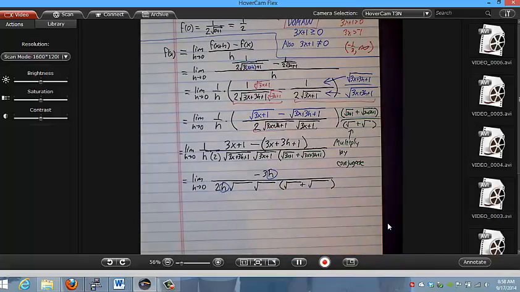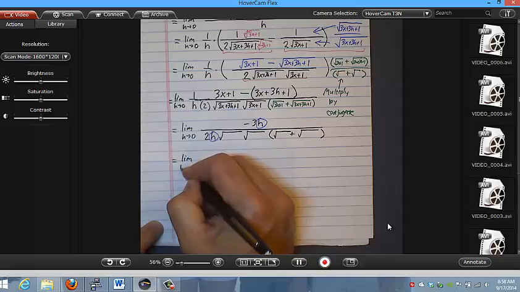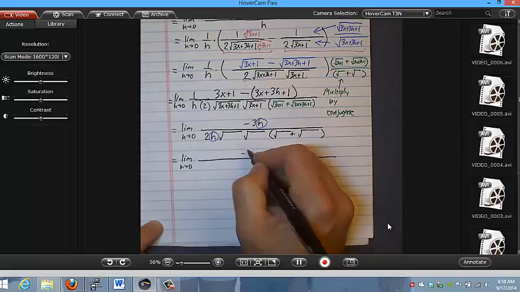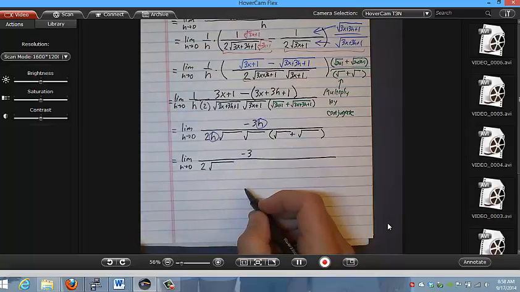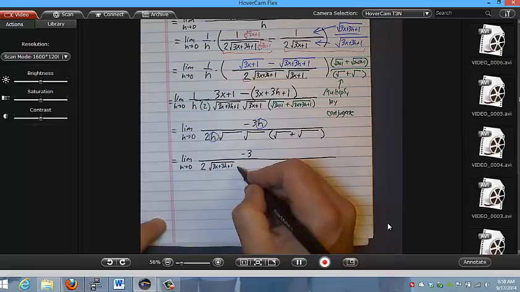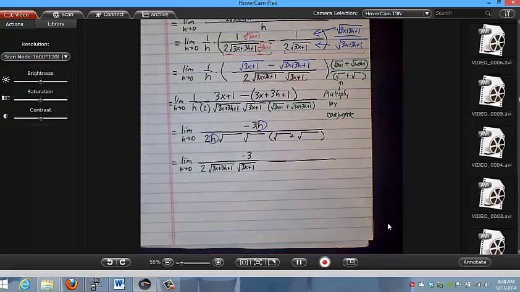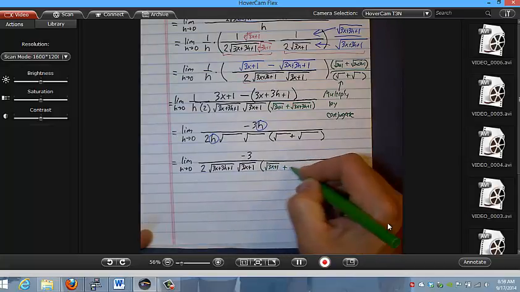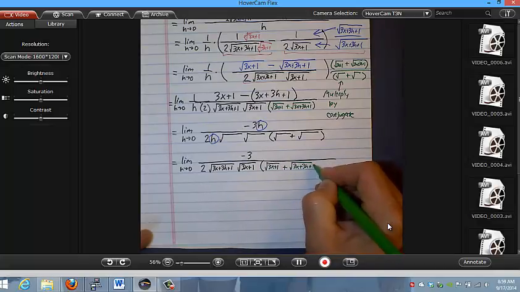And now I will write out very carefully what I'm left with. Equals the limit as h approaches 0 of negative 3 over 2 times the square root of 3x plus 3h plus 1 times the square root of 3x plus 1, times, and I'll write in green, the square root of 3x plus 1 plus the square root of 3x plus 3h plus 1.